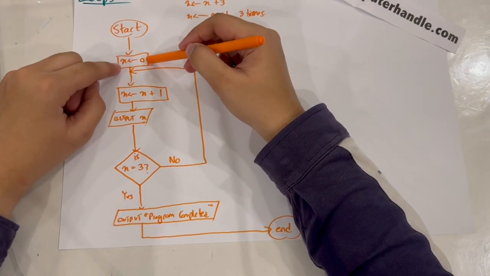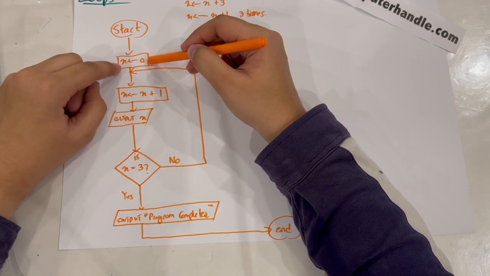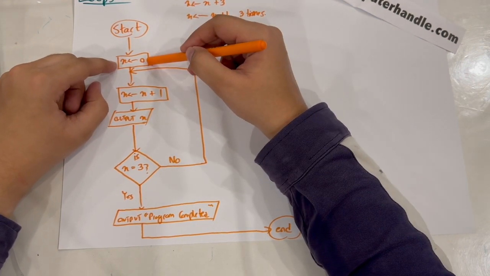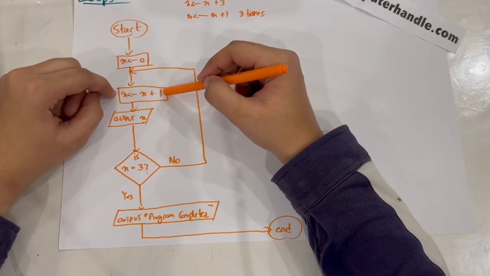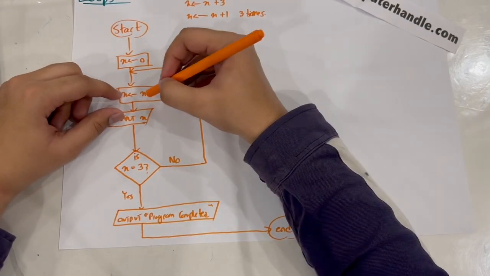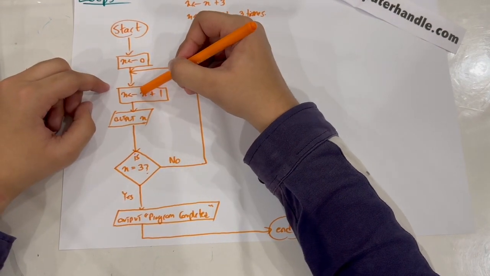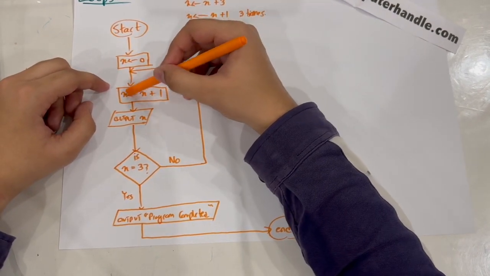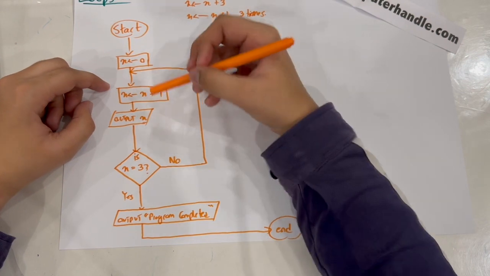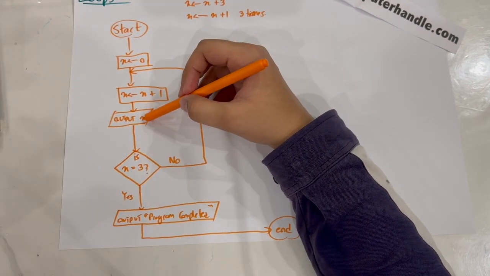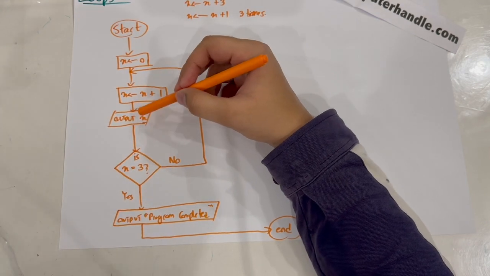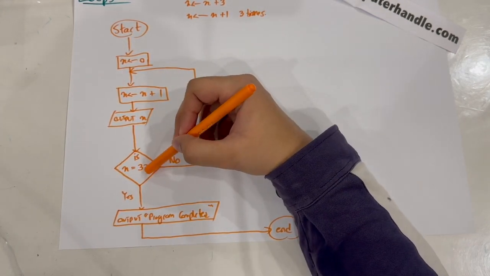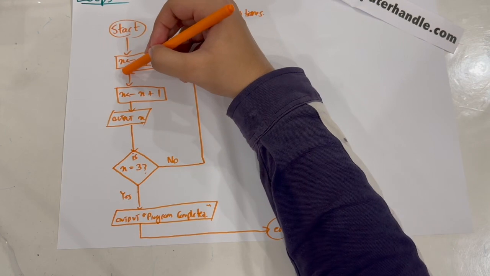So let's run through this. We set the value x equals 0, so x is 0. Then we increment the value of x by 1. The old value of x is 0, and the new value of x plus 1 will be 1. Then we output x for our noting purposes, to ensure that x is 1. Is x equal to 3? No. We're going to repeat the process.